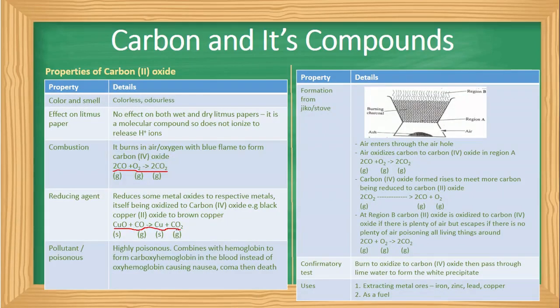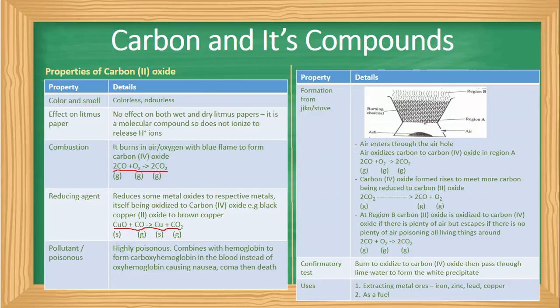Let us look at how it causes death, or how it is created, while a burning charcoal is put in an enclosure where there are living organisms. As you can see, this is a setup for the charcoal. Air enters through the air hole. You know how the charcoal is. There is that space that is left open where the air enters in.